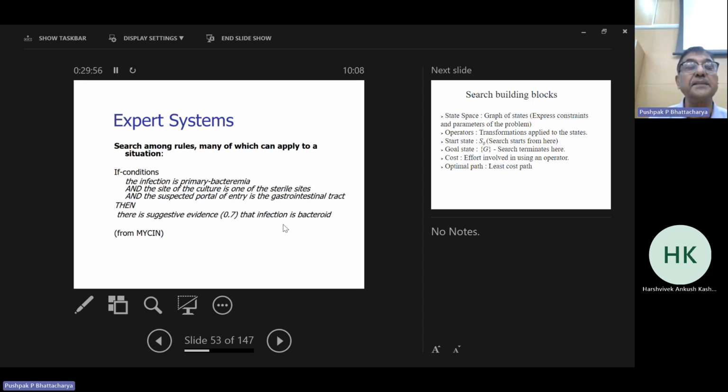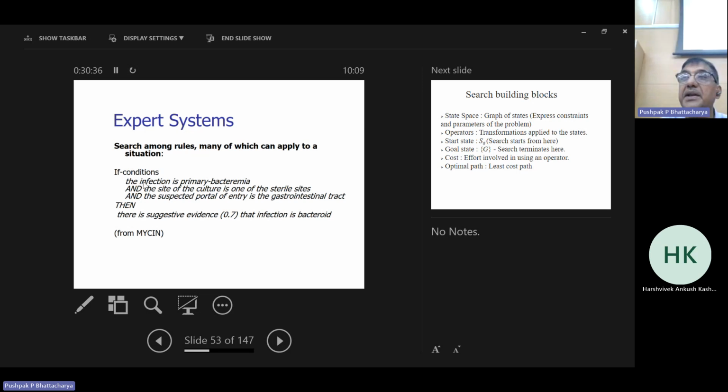Now, expert systems are created out of lots of rules. For example, here there is a rule. If the infection is primary bacteremia and the site of the culture is one of the sterile sites, and the suspected portal of entry is the gastrointestinal tract, then there is suggestive evidence that the infection is bacteroid. This is a medical rule, and this rule has been created out of a lot of experience on the field by medical practitioners.